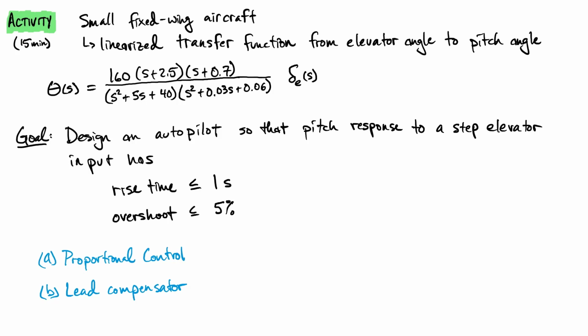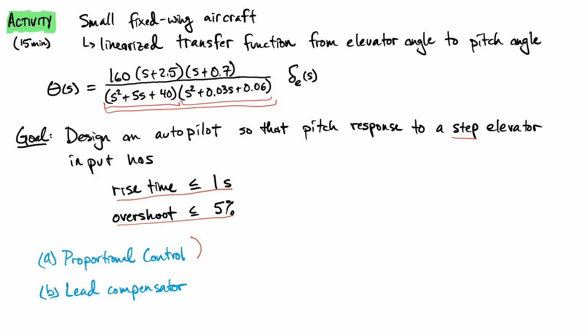So now this is a new activity with a new open loop system dynamics, and this is much more complicated, and so we're going to see some interesting dynamics because of these two different sets of complex poles. So definitely deviating from our second order system in this case. Our goal is to design a controller that has a step response with a rise time less than 1 second and an overshoot less than 5%.